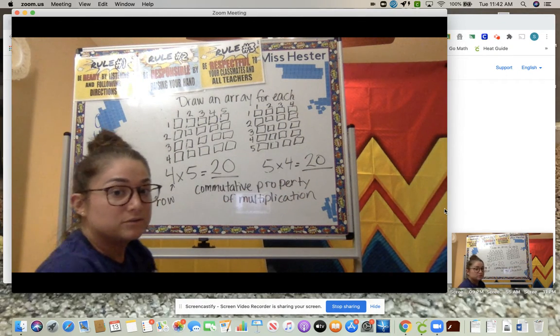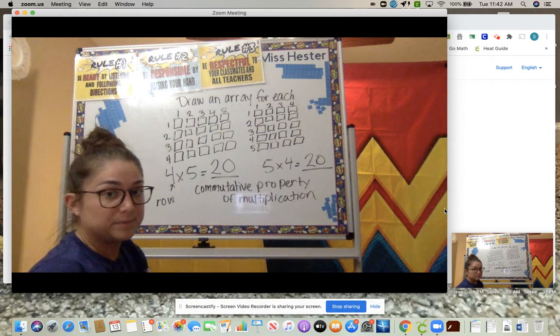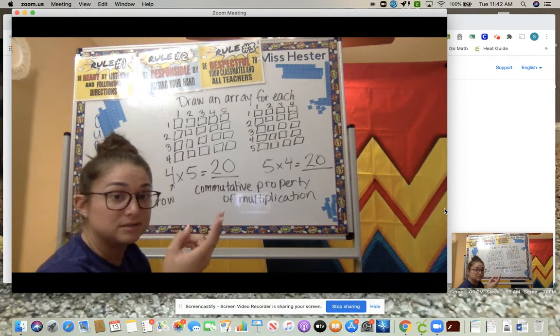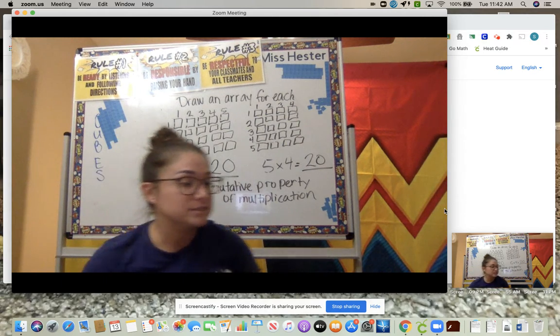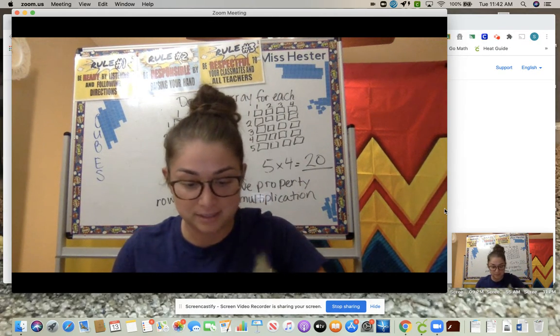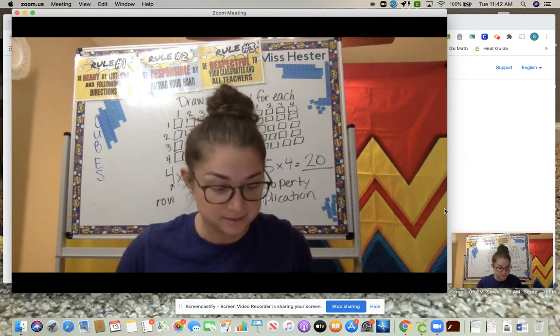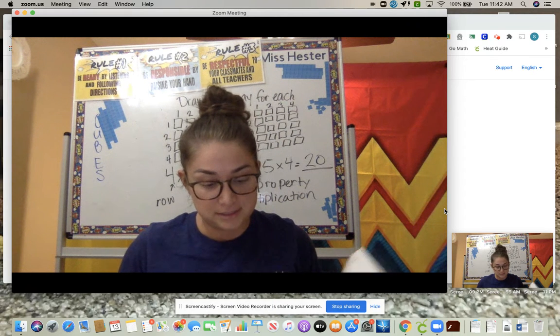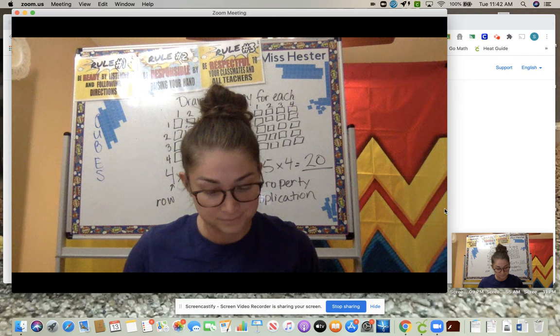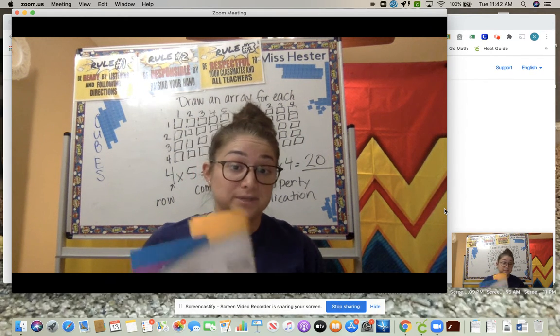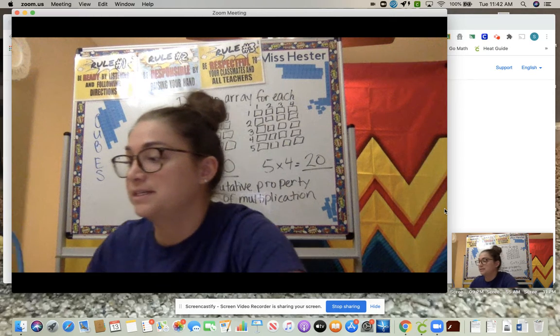So this shows the commutative property of multiplication. You can flip the numbers and you still get the same answer. All right, so turn to your math book, chapter 3. Let's see where we are at. Turn to page 123.